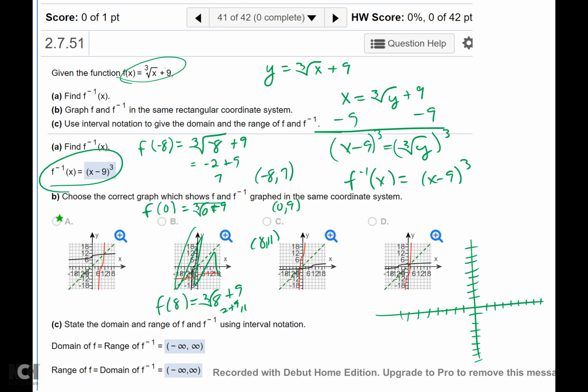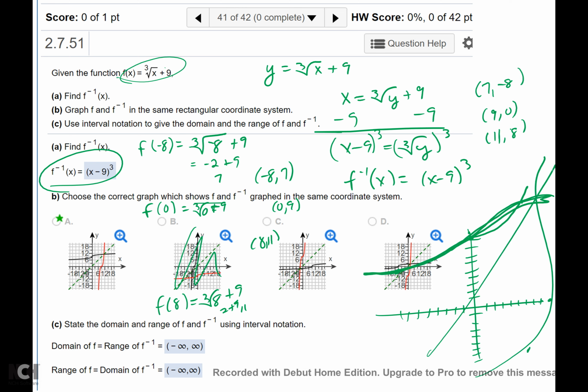So if I plot those points, negative 8, 7, right there, 0, 9, and 8, 11, and I know that this thing has to do this curvy thing, which I can't draw. I don't draw very well at all. Then you flip those ordered pairs, so 7, negative 8, 9, 0, 11, 8 would be up here. So then you do this, forgive my drawing, and you get this. Again, cubics, your domain is all real numbers, so is your range.